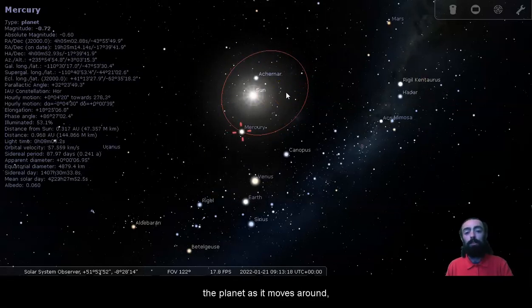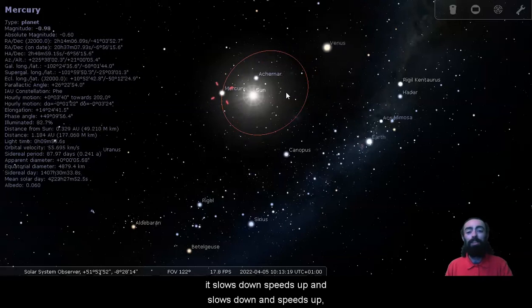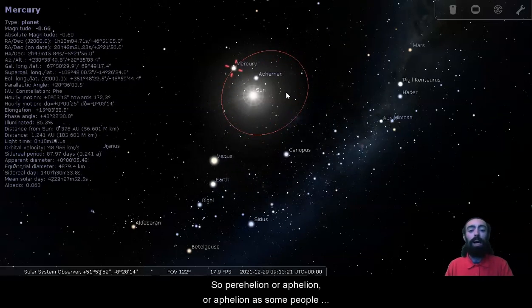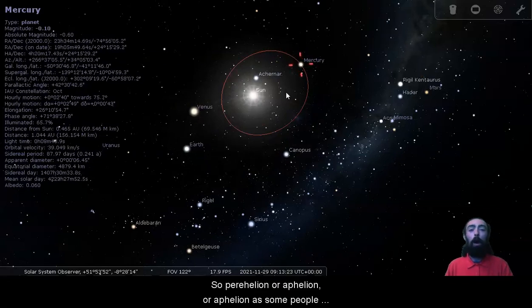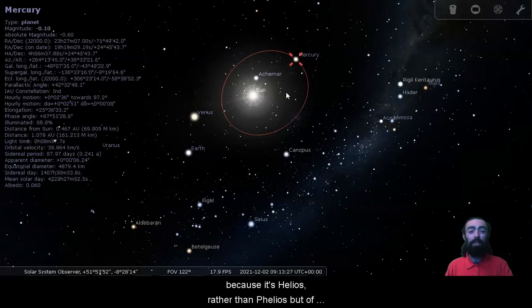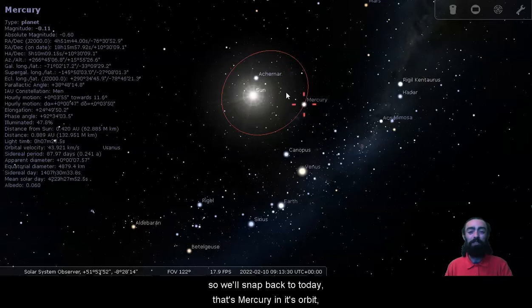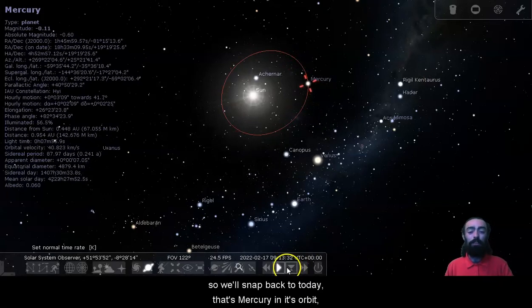It slows down and speeds up and slows down and speeds up as it goes to and from its closest point to the sun. So perihelion or aphelion, or apohelion, as some people say. I always say aphelion because it's helios rather than phelios. But of course, any way you want to pronounce it is fine. So we'll snap back to today.